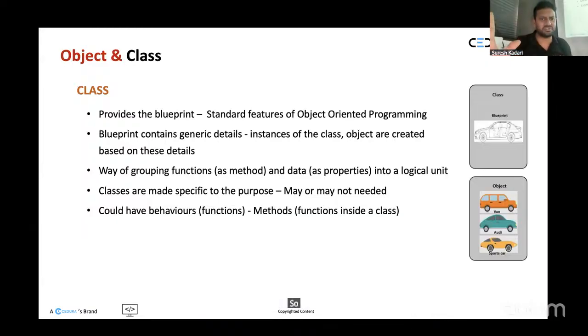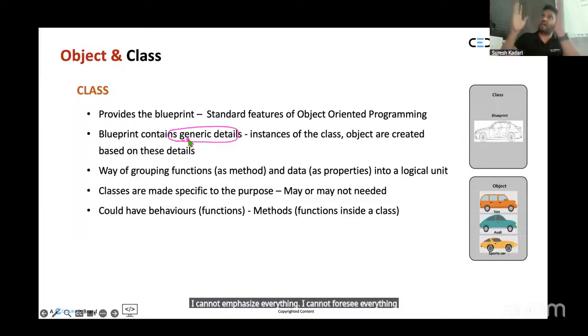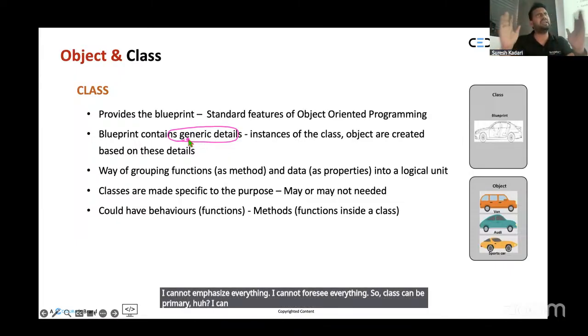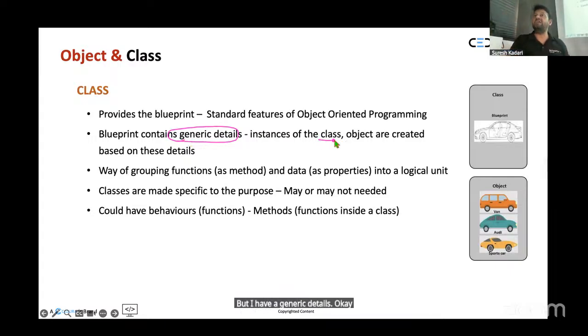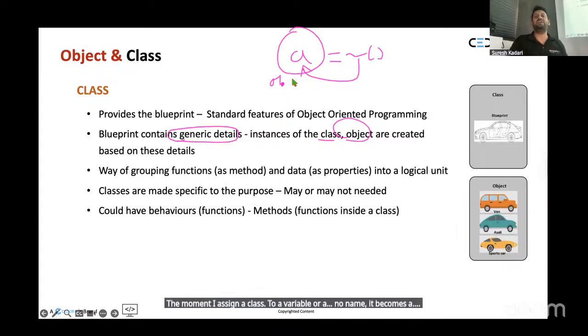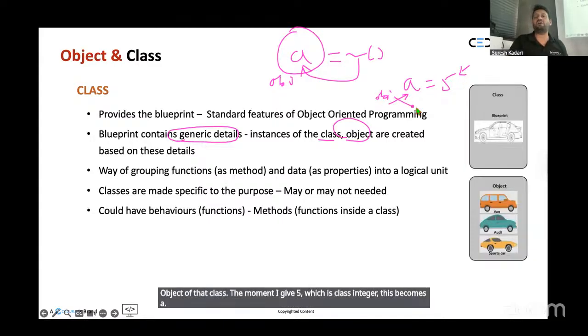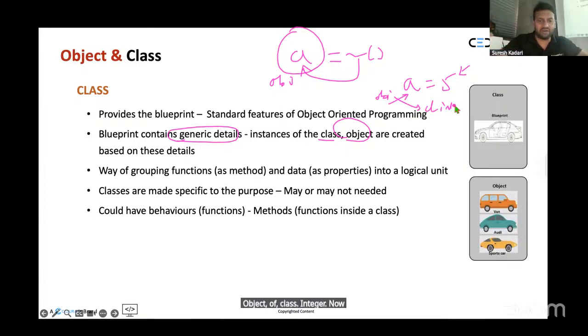So classes are concepts. A blueprint with generic details. I cannot emphasize everything. I cannot foresee everything. So a class can be primary. Whatever I see, I modify the classes, but I have generic details. The instance of a class, objects are created. The moment I assign a class to a variable or a name, it becomes an object of that class. The moment I give 5, which is class integer, this becomes an object of class integer. Now you understood how I'm bringing all the things?